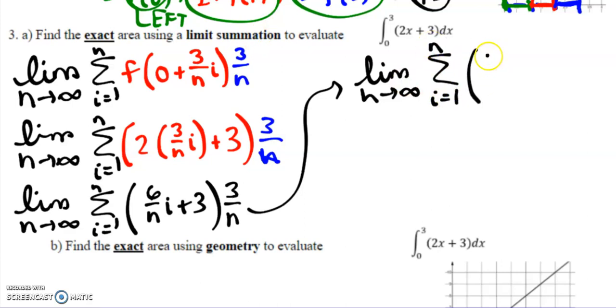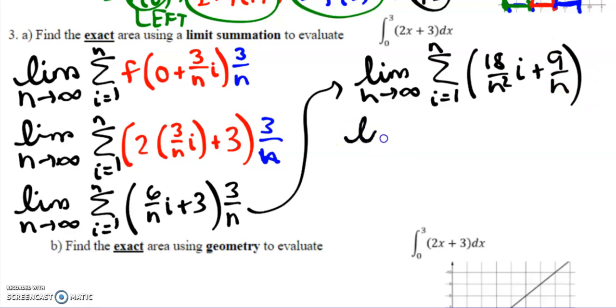And multiplying in that 3 over n, I'm going to get 18 over n times i plus 18n squared, hopefully you caught that, over plus 9 over n. So now we get to use our formulas. Remember, there's a lot of different ways you can show your work for this, but now that I'm going to plug in my formulas, I can drop the sigma.